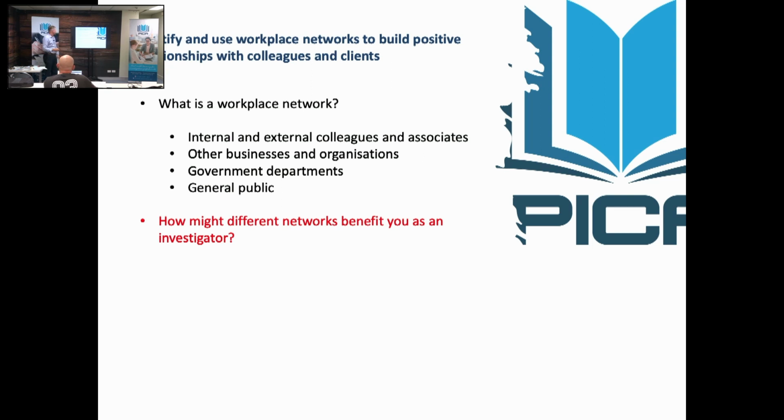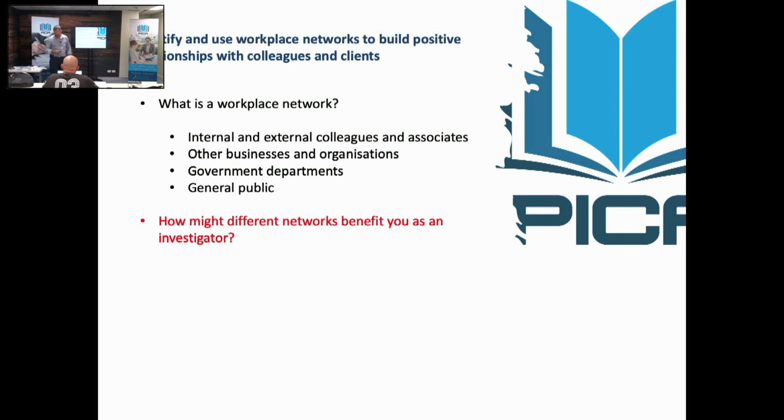So how might different networks benefit you as an investigator? Well, they're going to help you, as you said before, if you've got a job somewhere else, it's too far for you to go. If you've got a great contact, just ring them, organise it, get them to do it. And it's going to work the other way as well. You'll get other work from someone else if it's not in their area.